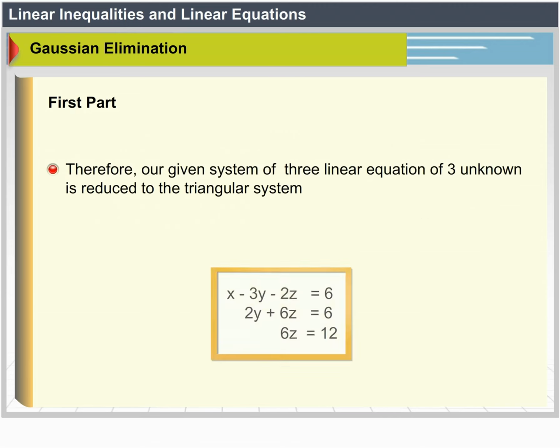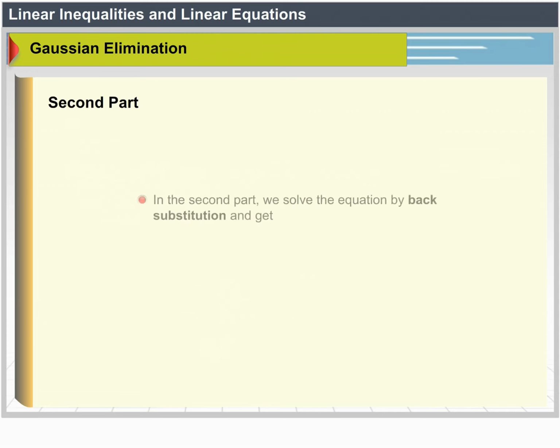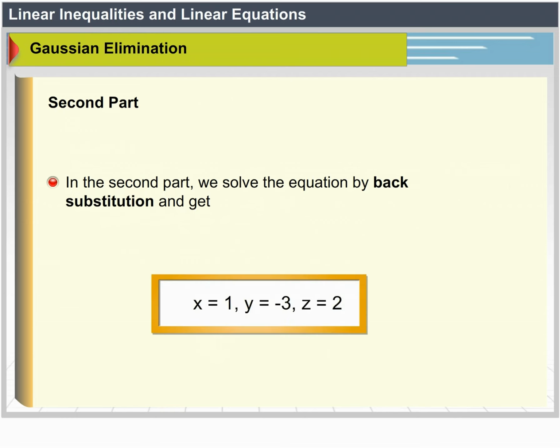Therefore, our given system of 3 linear equations in 3 unknowns is reduced to the triangular system: x minus 3y minus 2z equal to 6, 2y plus 6z equal to 6, 6z equal to 12. Second part. In the second part, we solve the equations by back substitution and we get x equal to 1, y equal to minus 3, z equal to 2.